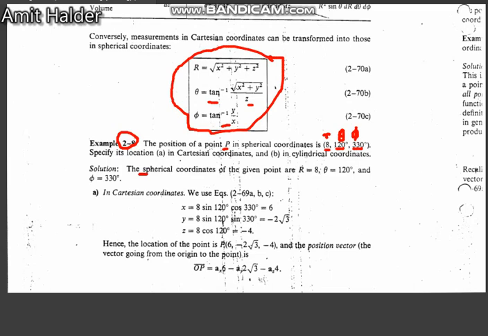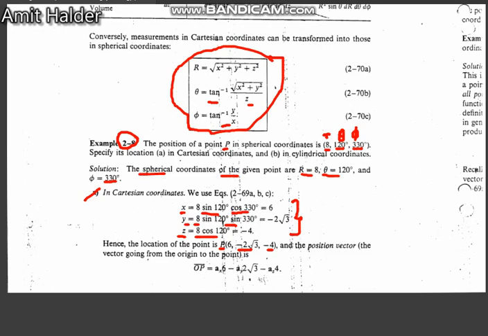So if you want to convert it, you can use these equations. In the spherical coordinate system, the given point has R equal to 8, theta equal to 120, and phi equal to 330 degrees. In the Cartesian coordinate system, the equations are: x is equal to r sine theta cos phi, y is equal to r sine theta sine phi, and z is equal to r cos theta. Just put the values into the equations and you can get these values: 6, minus 2 root 3, minus 4. Hence the location of the point P is (6, minus 2 root 3, minus 4).